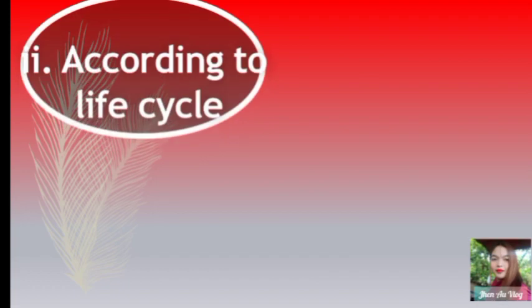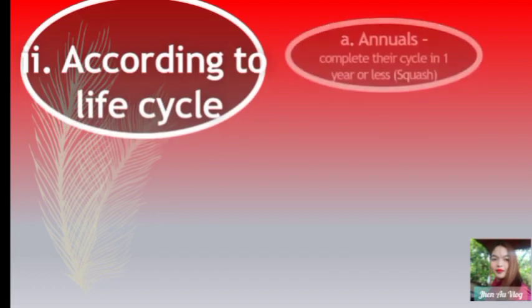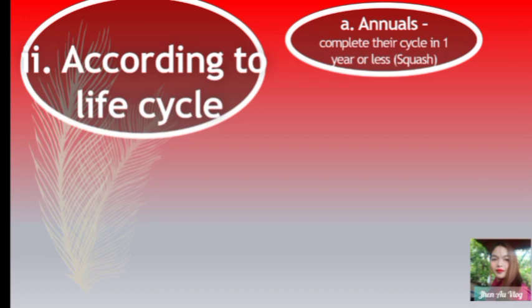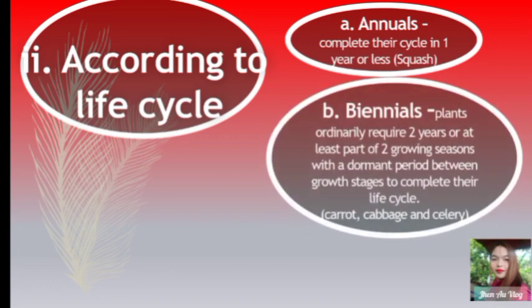The second will be according to life cycle. First, the annuals, which complete their cycle in 1 year or less. Examples are squash or the cucurbits. Second are the biennials. Plants ordinarily require 2 years or at least part of 2 growing seasons, with a dormant period between growth stages to complete their life cycles, like carrot, cabbage, and celery.